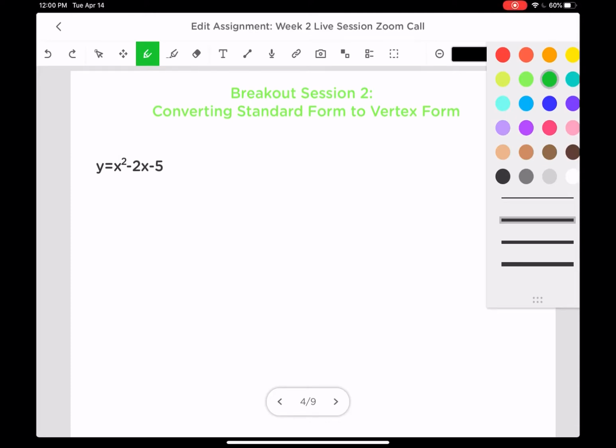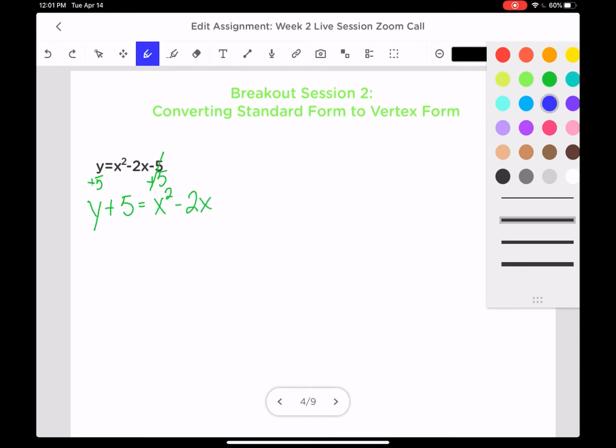In this video, I'm going to show you how to convert quadratic equations from standard form to vertex form. So the first thing you want to do is move your c value over to the y side. In this case, I want to add 5 to both sides so that it is no longer on the right side of my equation and is now on the left side with y. So that would give me y plus 5 equals x squared minus 2x.